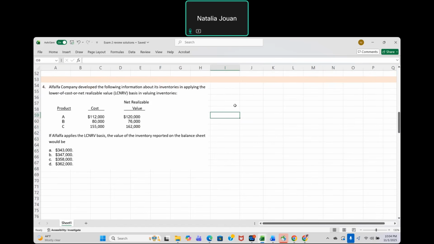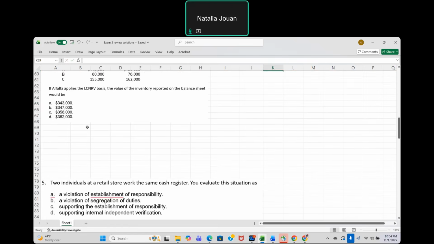So in this case, we're going to pick for A, for B, and for C. What are we going to use? The lowest of the cost or the net realizable value. So for A, we're going to use 112. For B, we're going to use 76. For C, we're going to use 155. So total is the sum of these three numbers. So your answer is 343. 112, 76, 155, the lowest of each. And then add them all up together.